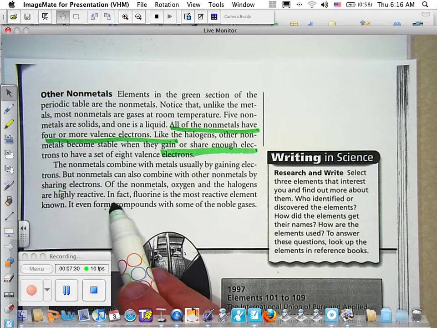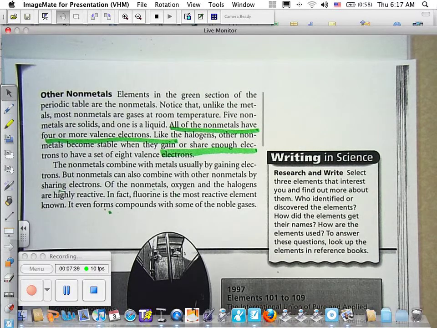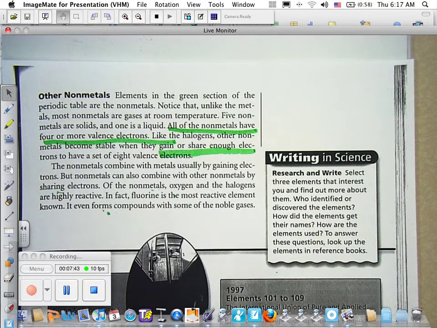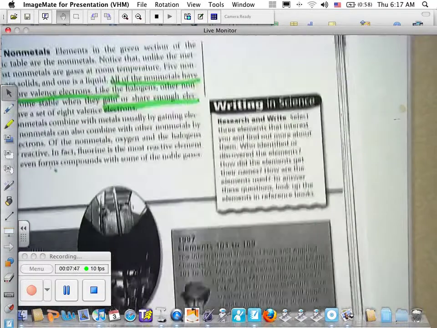In fact, fluorine is the most reactive element known. It even forms compounds with some noble gases. Wow! Fluorine is so hungry for that extra electron, it'll steal one from a noble gas. Let's keep the reading alive. Go to the next page.